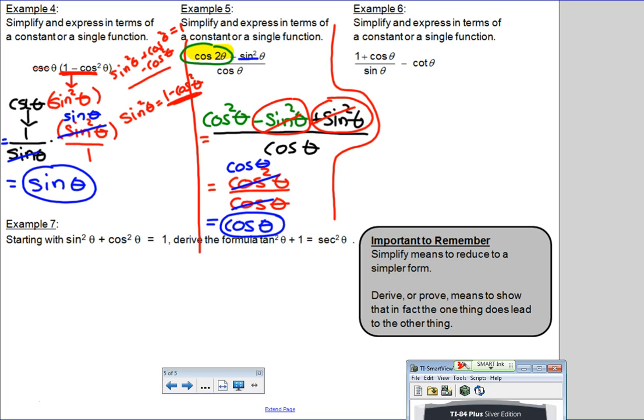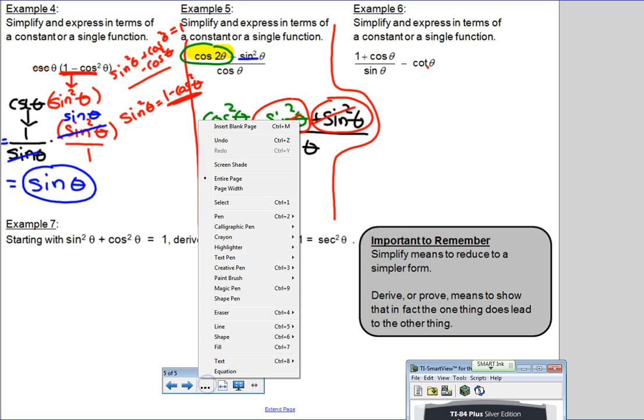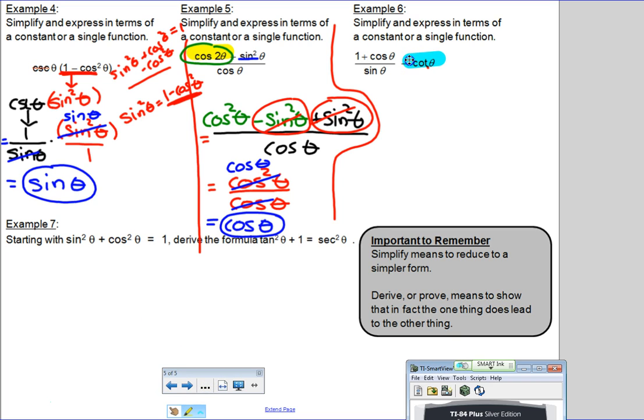Well, cosine theta is rock bottom. There's no squared, so there's nothing more I can do with that. And sine theta is also rock bottom. So there's nothing more I can do with that as far as substituting. So let's look at cotangent. Cotangent from the front page has 2 formulas, but the one I want would probably be the one that's cosine over sine. So we're going to keep 1 plus cosine theta all over sine theta. And we're going to replace cotangent theta with cosine theta over sine theta.